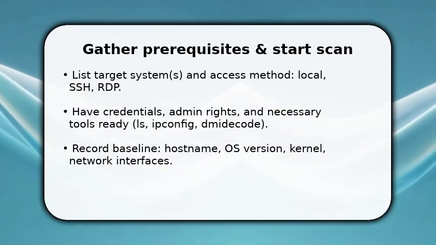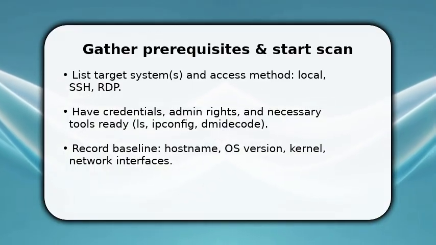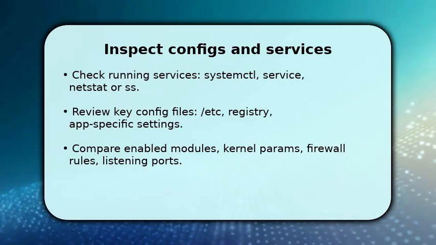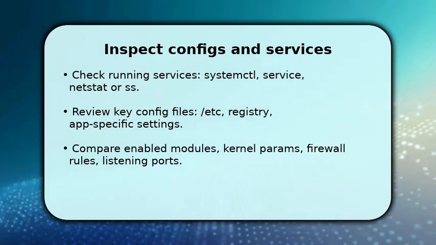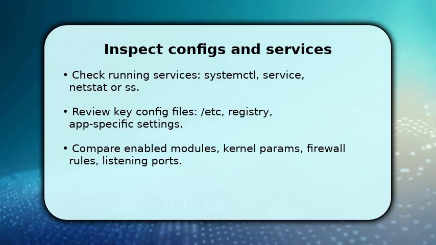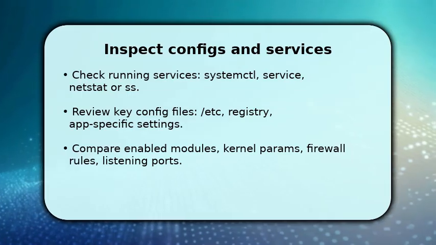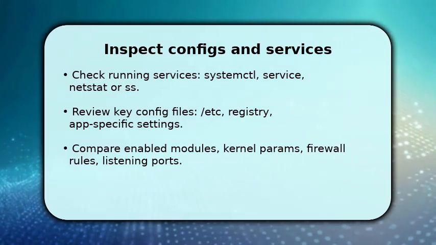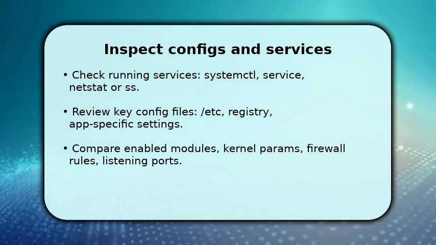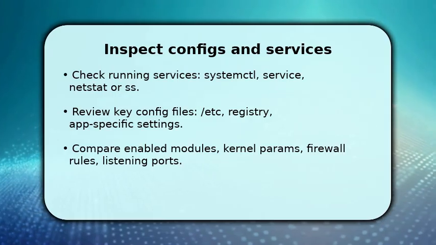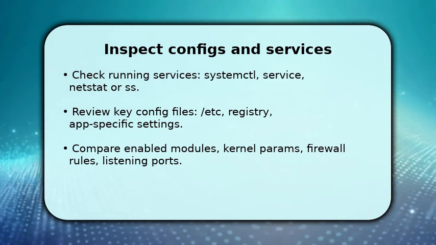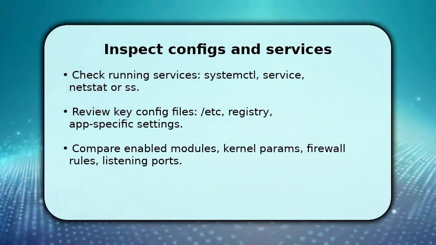You now dig into the system to map configuration. Examine active services using systemctl or service and list listening sockets with ss or netstat. Open and read crucial files in /etc or application config directories, and on Windows inspect the registry and services. Check kernel parameters, loaded modules, firewall rules, and scheduled jobs. Make targeted edits where necessary, but document changes. Once you have a coherent list of services and configs, cross-check them against your baseline.